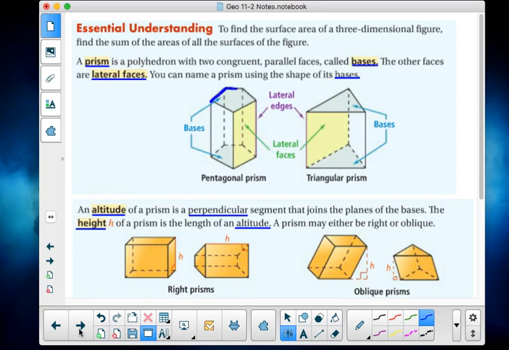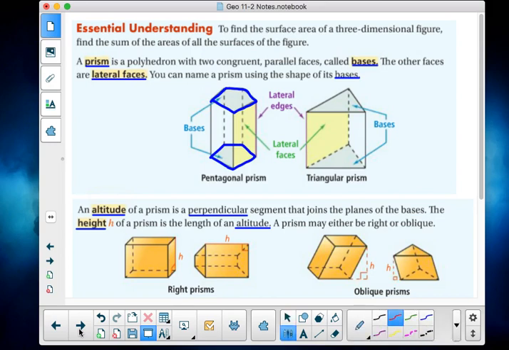Our bases here and this base here are the two parallel faces, and remember, they're identical, okay? So parallel identical faces are bases. Now, please keep in mind, non-square or rectangles are more than likely the base for a prism. The other faces are lateral faces.